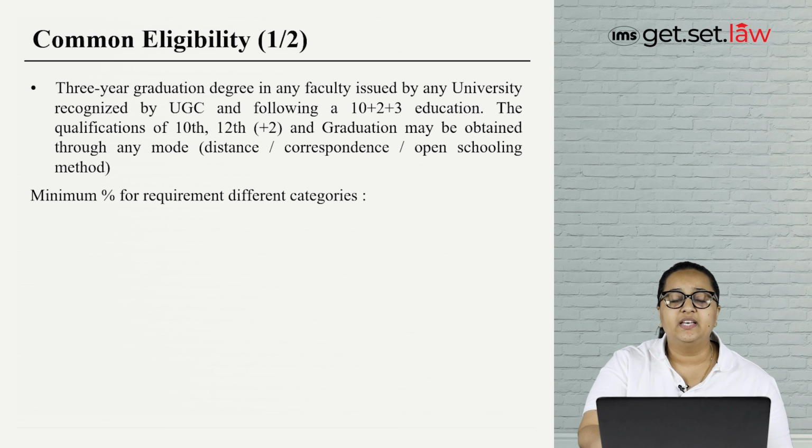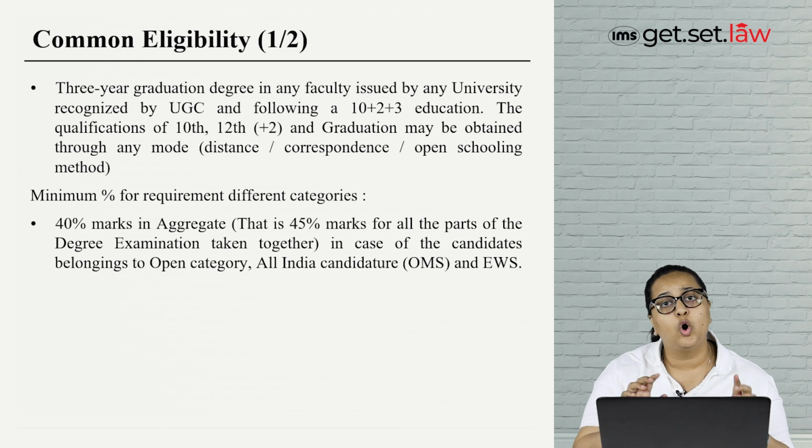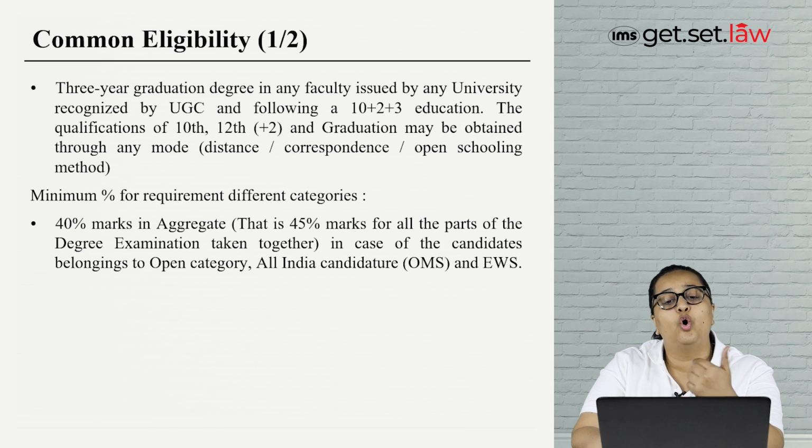Now, knowing these things, there has to be a minimum percentage requirement for different categories for your admission. A 45% aggregate for all the parts of the degree examination. This minimum percentage aggregate applies to students of the open category, for students participating in all India candidature, and the EWS category.